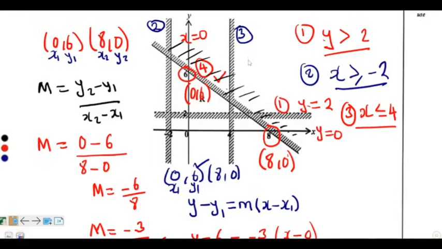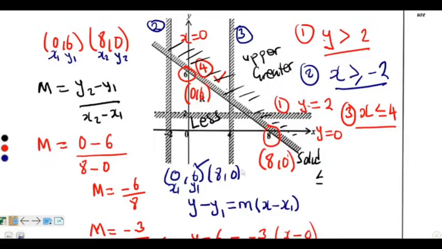Now the shaded region is the upper region, so this upper region is greater, while the unshaded region is the lower region, which is less. We want to describe the unshaded region, which is less. So what type of line is it? It's a solid line, meaning it's going to be less than or equal to.